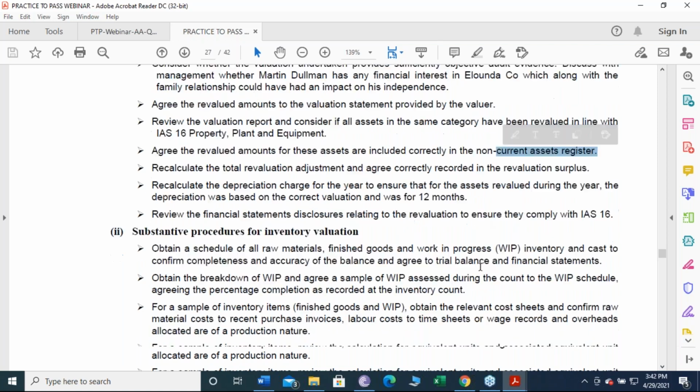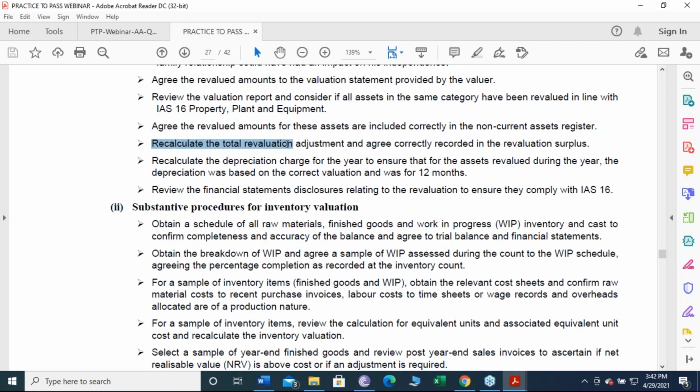This is another procedure. Recalculate the total revaluation adjustment and agree it is correctly recorded in the revaluation surplus. So you are verifying the mathematical accuracy of the recalculation. Now the depreciation. Recalculate the depreciation charge for the year to ensure that for those assets which have been revalued, depreciation is charged on the correct value. Last but not the least, review the financial statement disclosures relating to the revaluation to ensure they comply with IAS 16. You want to make sure that the disclosures are adequate in accordance with IAS 16.